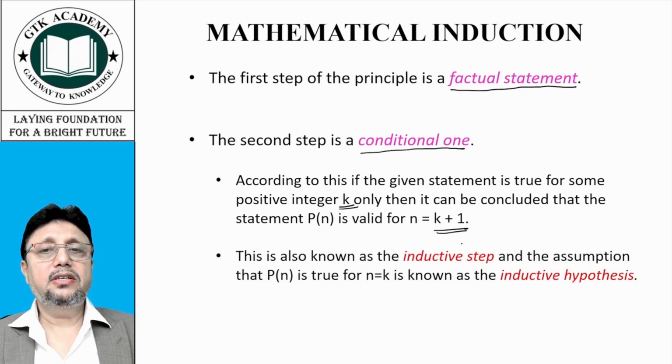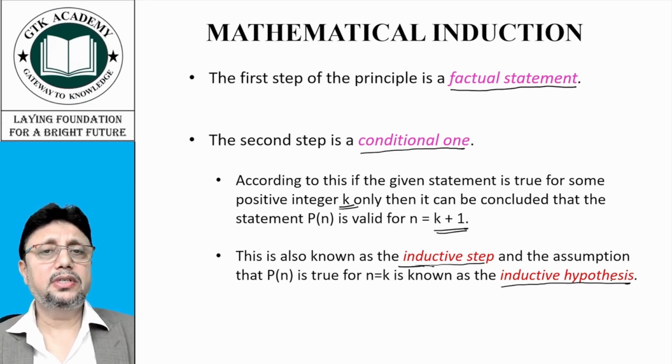So the second step is also known as the inductive step, or we call it the inductive hypothesis also, because a hypothesis is something which we assume. So here we assume that it is true for n, and then we prove that it is true for n plus 1.